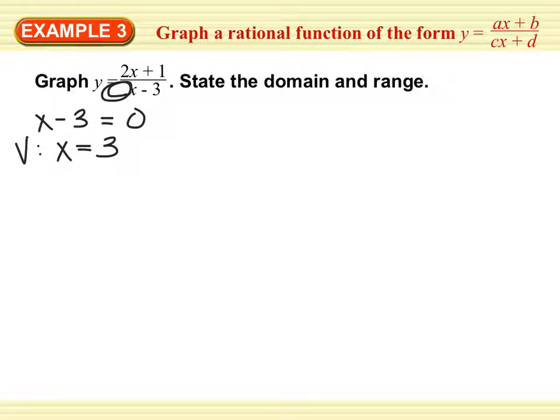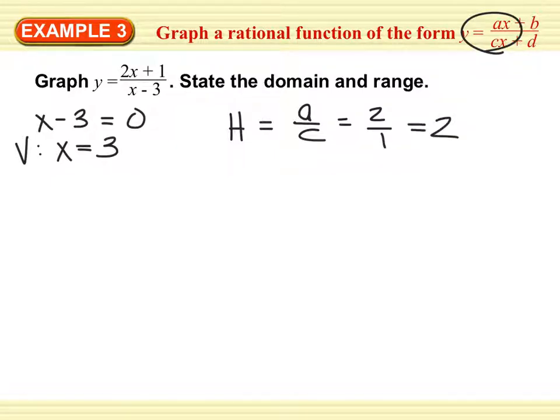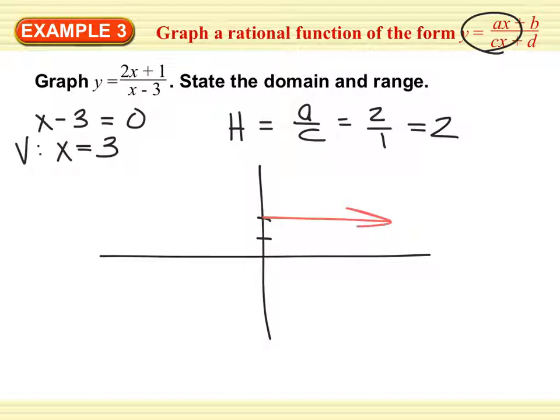And then the horizontal asymptote, let me erase what I put right here. The horizontal asymptote is a over c. If we look right there, it shows us I've got 2 over 1, or 2. If we go ahead and graph this, the horizontal asymptote is at 2. Let's do that in red. And the vertical asymptote is 3.